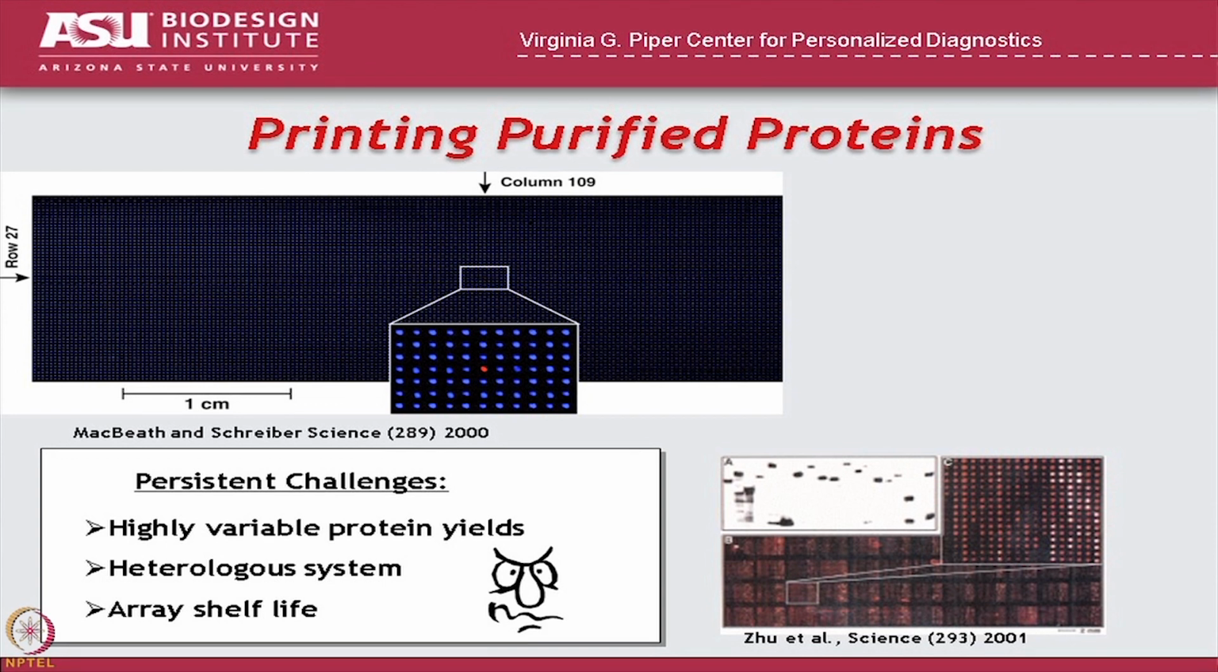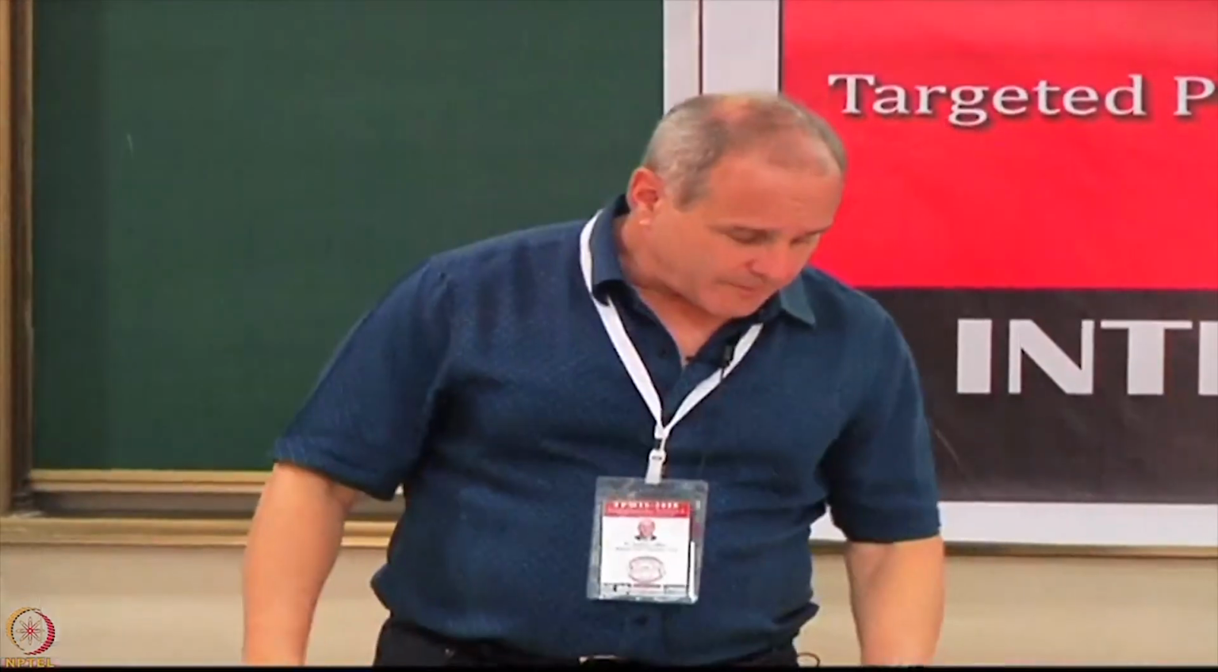And of course, the biggest concern I have is array shelf life. So you purify the protein, you store the protein, then you take the protein out, then you print the protein, and then you store the printed protein. So you have a lot of steps in there, and all of those are opportunities for proteins to lose their shape, lose their folding, and not be as functional. And of course, some proteins will stay fine during all that process, and other proteins will not. And you never know which ones they are. There's no way to tell which ones are the good ones and the bad ones.